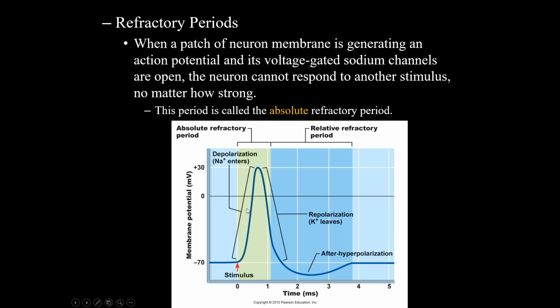Now, absolute is you absolutely can't re-stimulate that neuron. Relative refractory period means you could re-stimulate it, but it's going to take a big stimulation to make that happen. And so it's harder to start a neuron when it's in the relative refractory period.